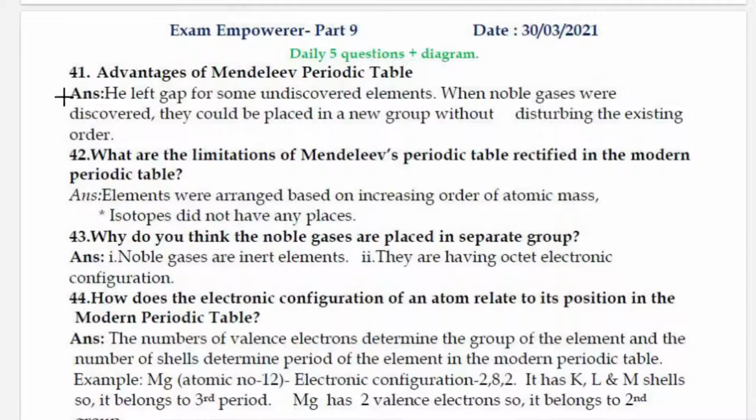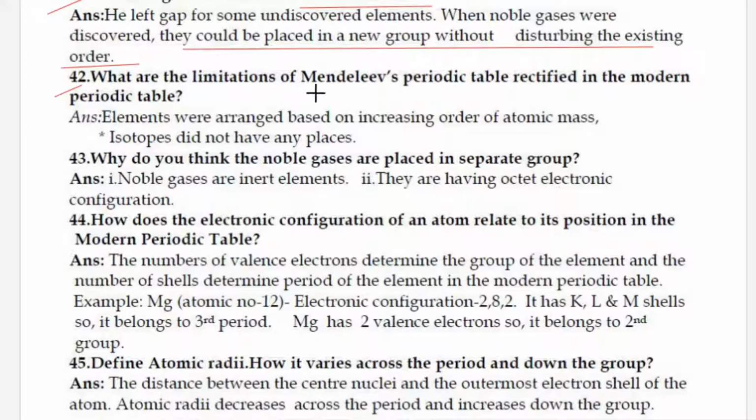Next one. Advantages of Mendeleev's periodic table. He left a gap for some undiscovered elements. When noble gases were discovered, they could be placed in a new group without disturbing the existing order. Question number 42. What are the limitations of Mendeleev's periodic table rectified in the modern periodic table? Elements were arranged based on increasing order of atomic mass. Isotopes didn't have any places.